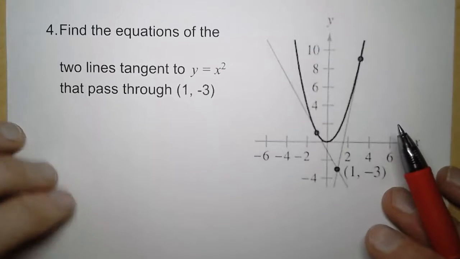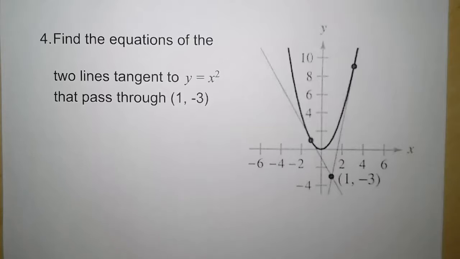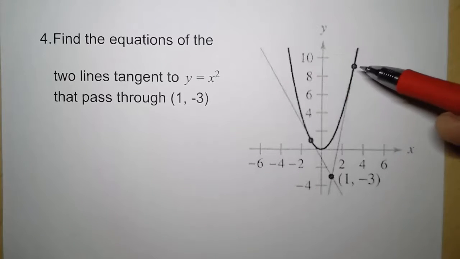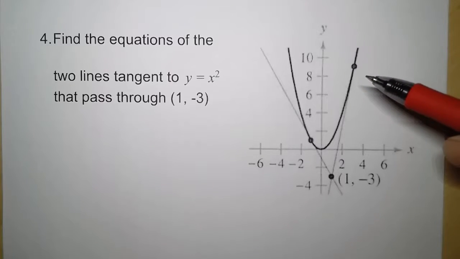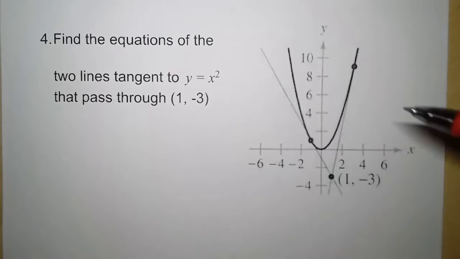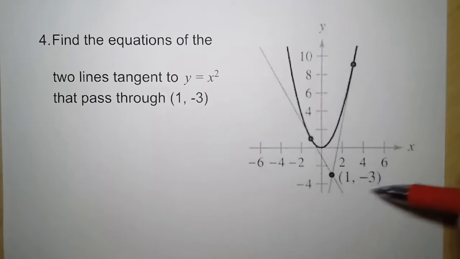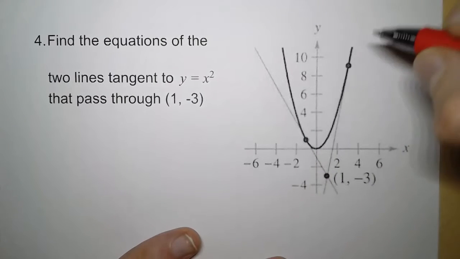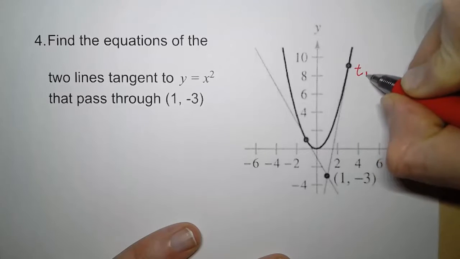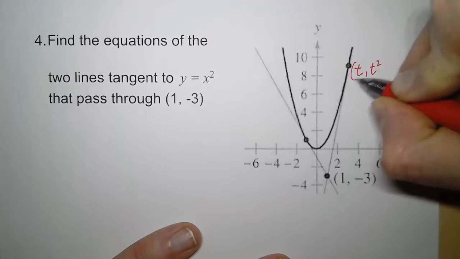So for the fourth one, this one's a little different, because here we want to find the equations of these tangent lines. Now, we don't know where it's tangent. That's what makes this problem so much more difficult than the first three. So how do we set this up? Well, we know that both of these lines pass through this point, 1, negative 3. And so what I can do is call the tangent point t, comma, t squared.